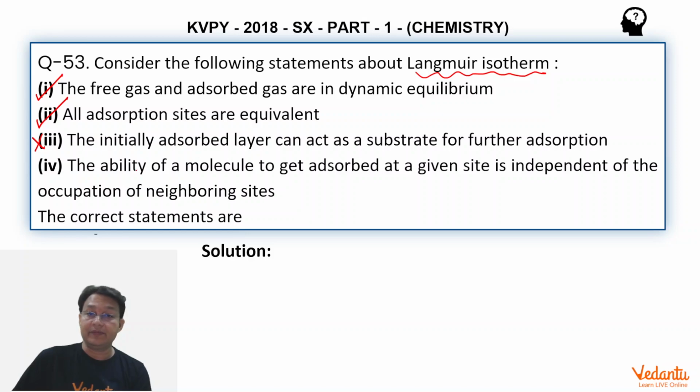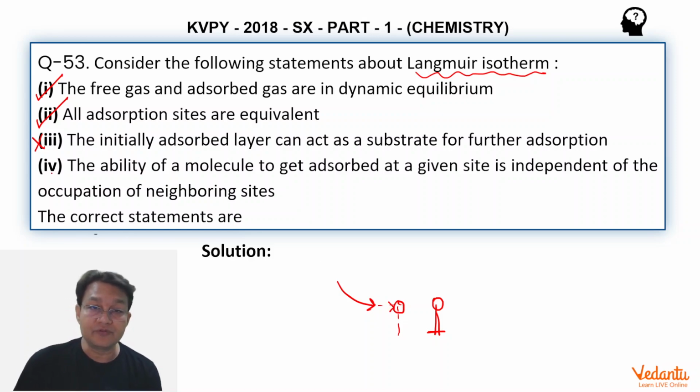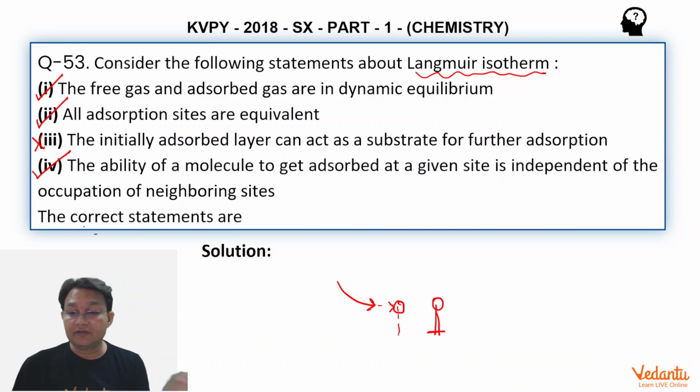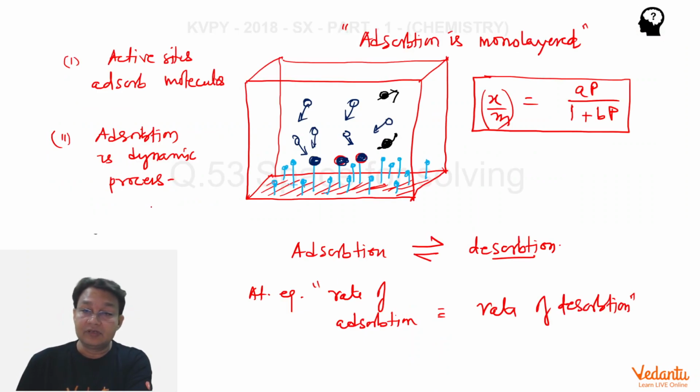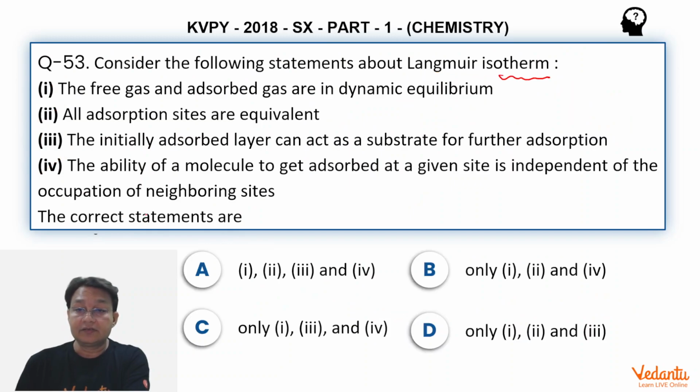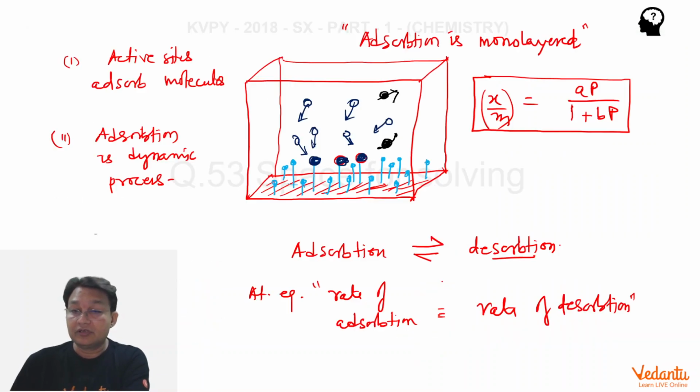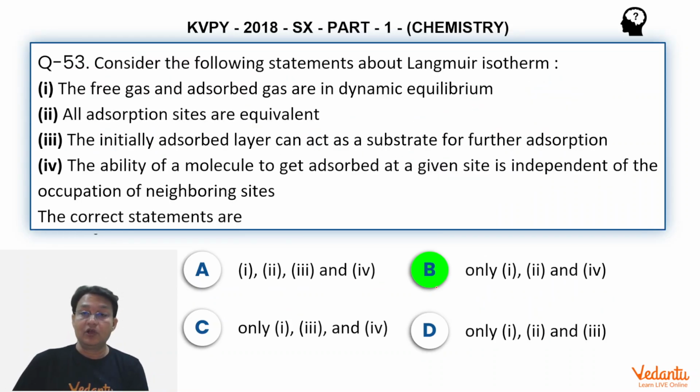And the fourth option is that the ability of a molecule to get adsorbed at a given site is independent of the occupation of neighboring sites. Of course, it's right, because the molecules getting adsorbed on an active site are not affected by the presence of other adsorbed atoms. It is independent. So option 4 is also a correct option. Choosing these correct options, our answer is B, only 1, 2 and 4 are correct. So we'll go with option B.